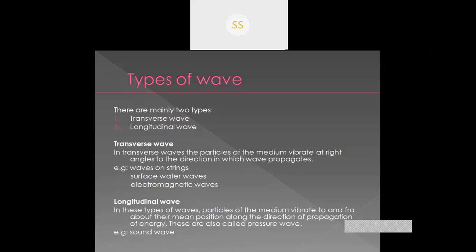Again, in longitudinal waves, the particles of the medium vibrate along the direction of the wave, that is, forward and backward motion. So in these types of waves, the particles of the medium vibrate to and fro. To and fro means forward and backward, about their mean position along the direction of propagation of energy. So along the direction of the wave, the particles vibrate.